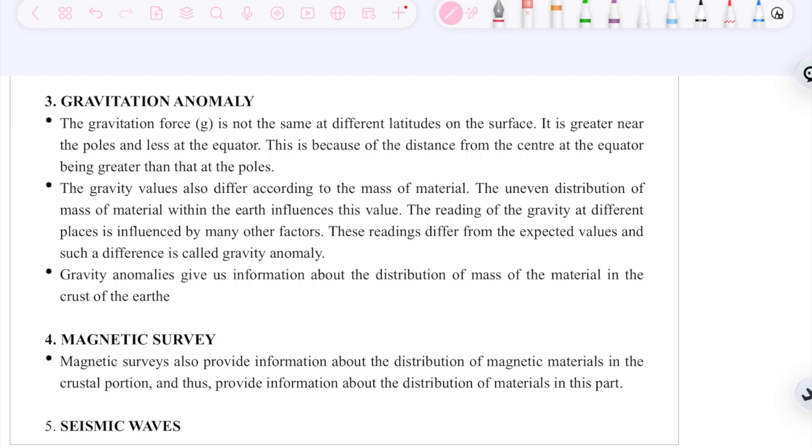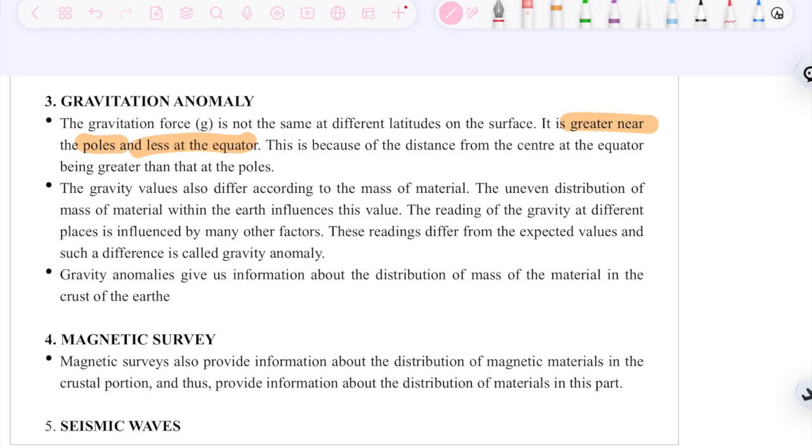The third point is gravitational anomaly. What is an anomaly? An anomaly is a situation where you expect something to happen and something else is happening. That case is called an anomaly. The gravitational force is also not the same at all latitudes of the surface. If you're standing on the poles and if you're standing on the equator, the gravitational pull acting on you will not be the same. The gravitational pull is more towards the pole and less at the equator.